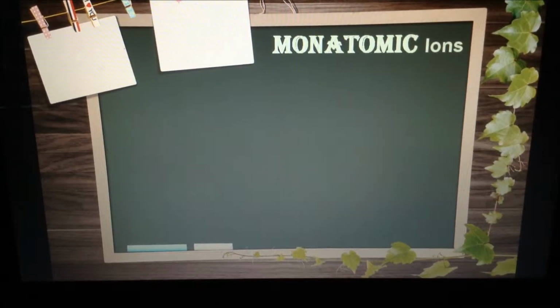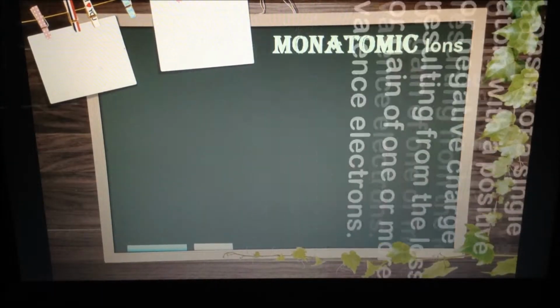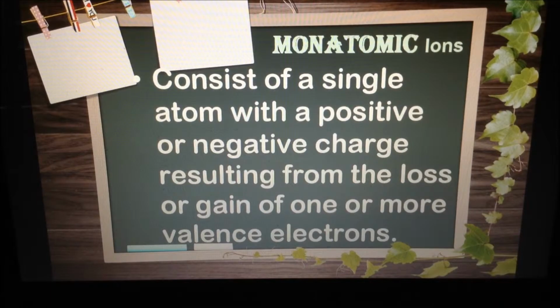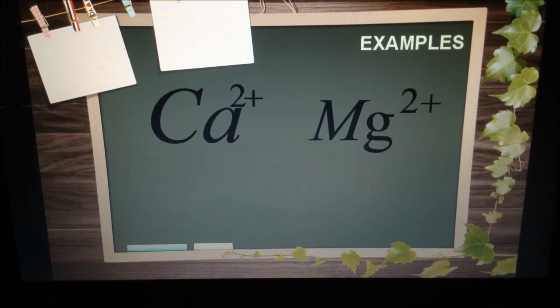Monoatomic, mono means one. So, we are talking about ions which are a single atom that either gain or lose a few electrons. So usually they lose their valence electrons. Here are some examples: calcium, magnesium, hydrogen. These are common monoatomic ions.